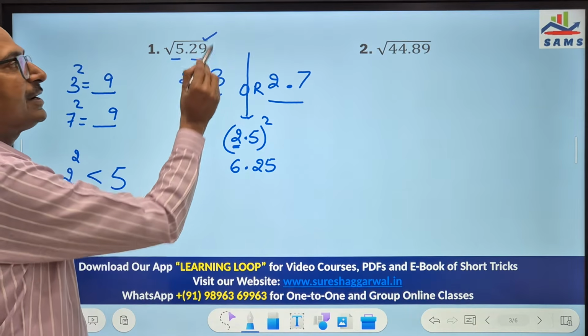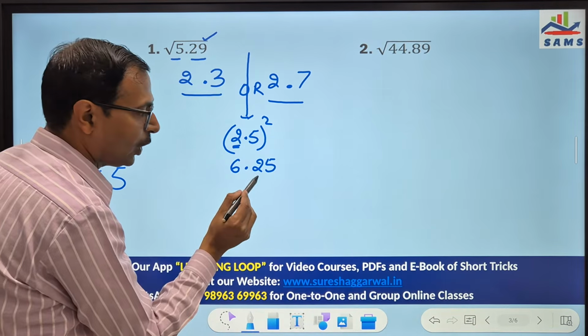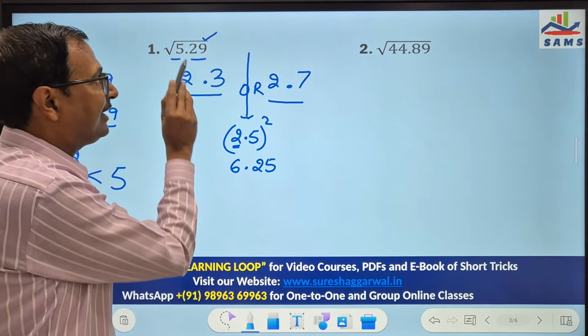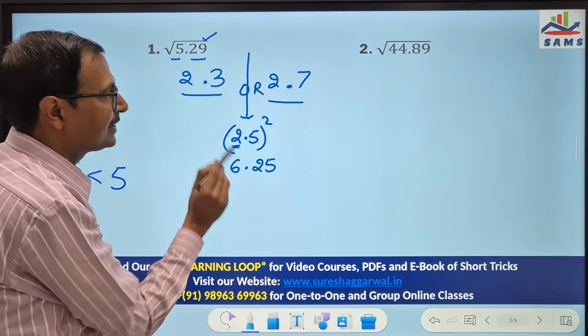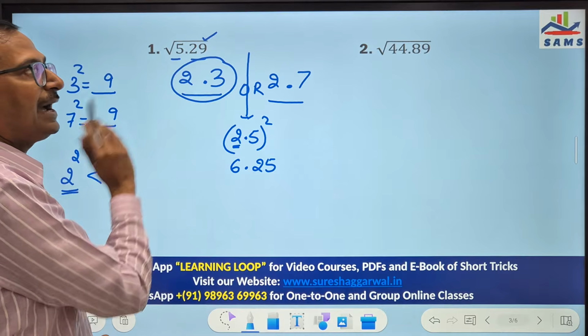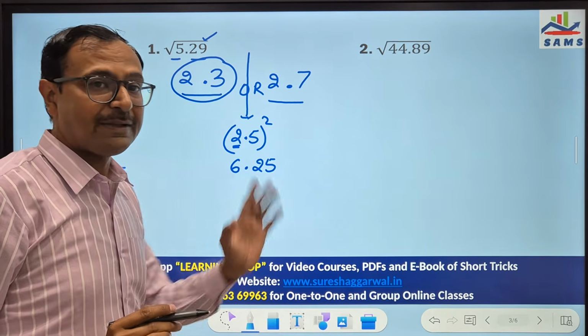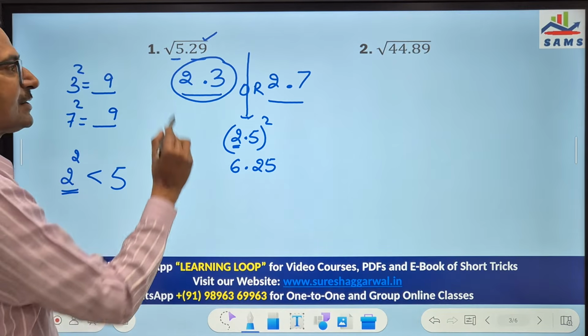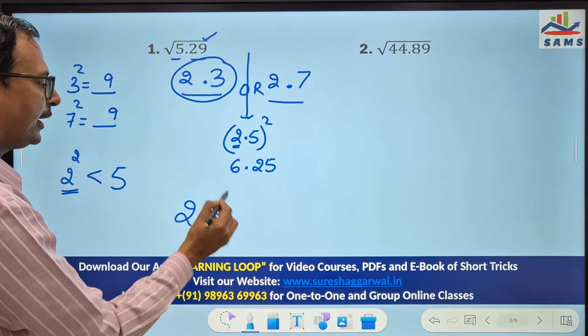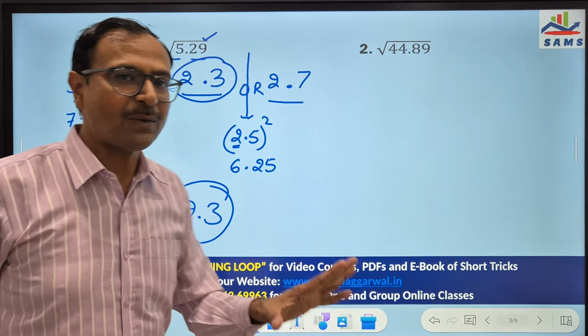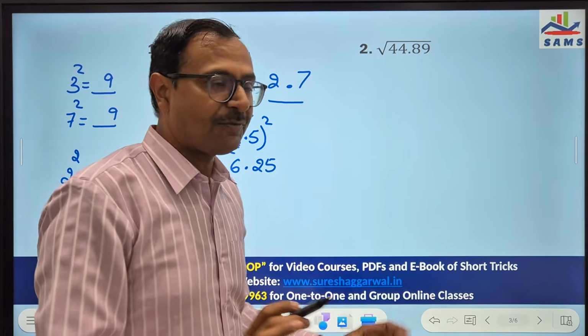Now my number here, 5.29, is smaller than 6.25, and while my number is smaller than this, the answer is the smaller one. Had this number been greater than this, my answer would have been the greater one. So what is the answer for the question? It is 2.3.